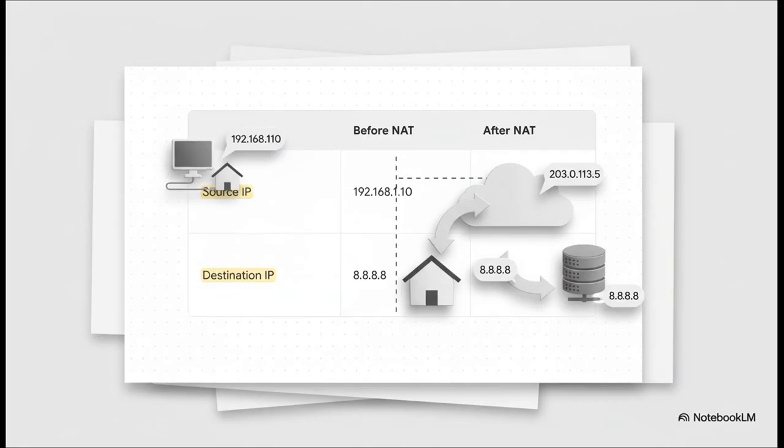This little table shows the whole trick perfectly. Before NAT, the source IP is your device's private address, right? But look at what happens after NAT. The source IP is now your router's public address. And notice what didn't change. The destination IP. The packet still knows exactly where it's going, it just has a new return address.